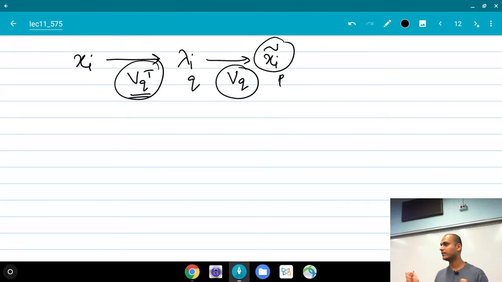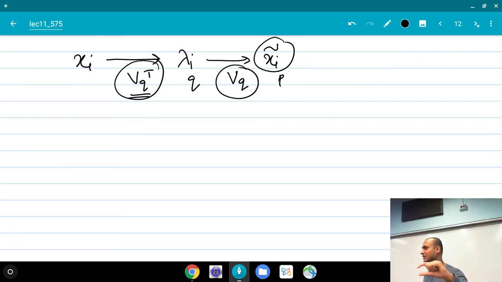Think of the corner case. If Q was equal to P, so P is 10, Q is also 10, think of V_Q as the identity matrix. They are all orthogonal, by the way. If you multiply each column or each row of the identity matrix, they evaluate to 0. So if Q is equal to P, I take a P dimensional vector, multiply with identity, I get the same xi, which is lambda i. I multiply it again by identity, because identity transpose identity is identity, I get xi. So there is no difference between xi and xi tilde. The whole issue is that I've reduced the dimension and I'm then going back, increasing the dimension. There has to be some sort of a loss.